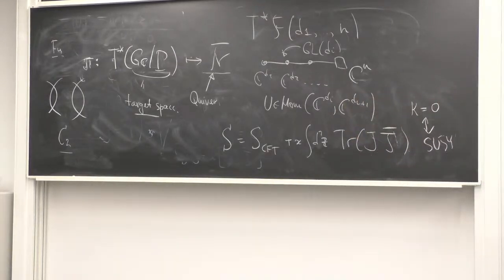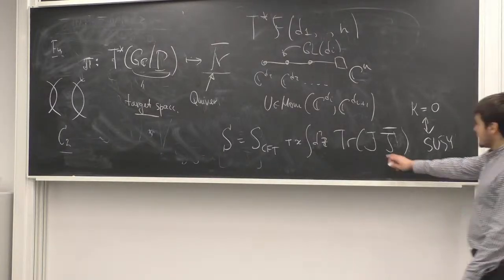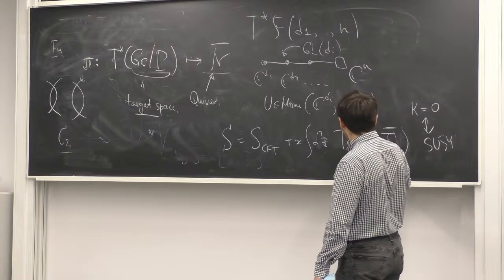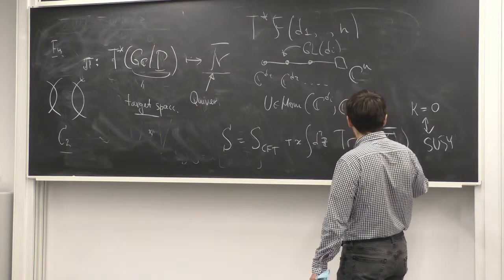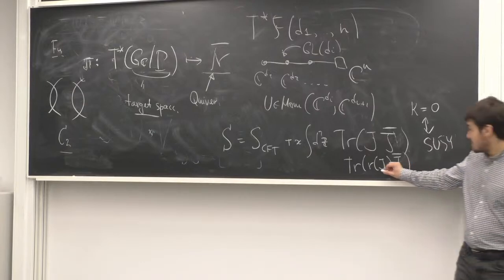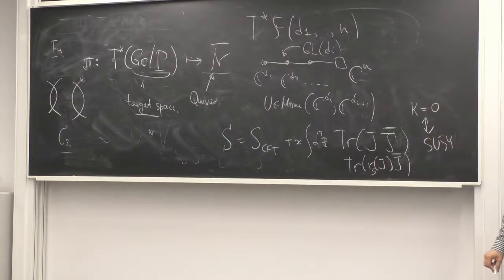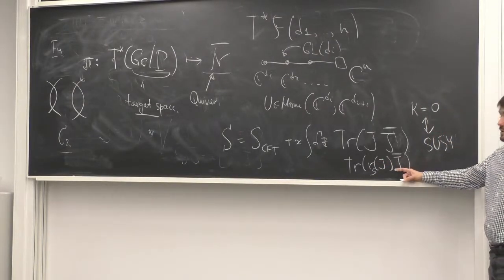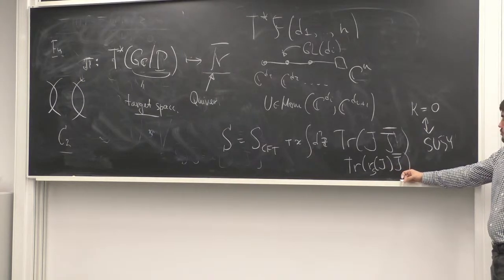Значит, можно строить деформации этих моделей. Можно вместо trace J J bar взять trace классическая R-матрица, действующая на J bar. Она зависит от параметра. Оказывается, это тоже интегрируемая модель, тоже есть представление нулевой кривизны. И можно посчитать... Матрица кого? Белавина-Дринфельда.